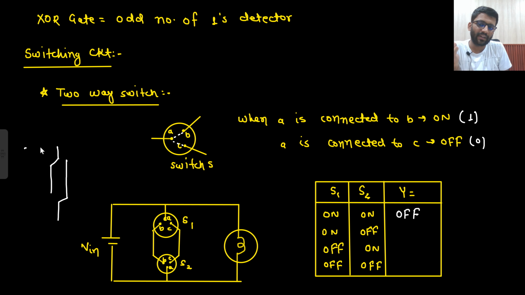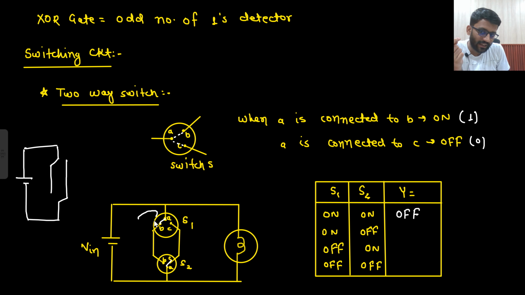So do you have any path? This is the input. The current will come here, but it will not go here because this is an open circuit. Are you getting this point or not? Here it is connected to B and here it is connected to C.